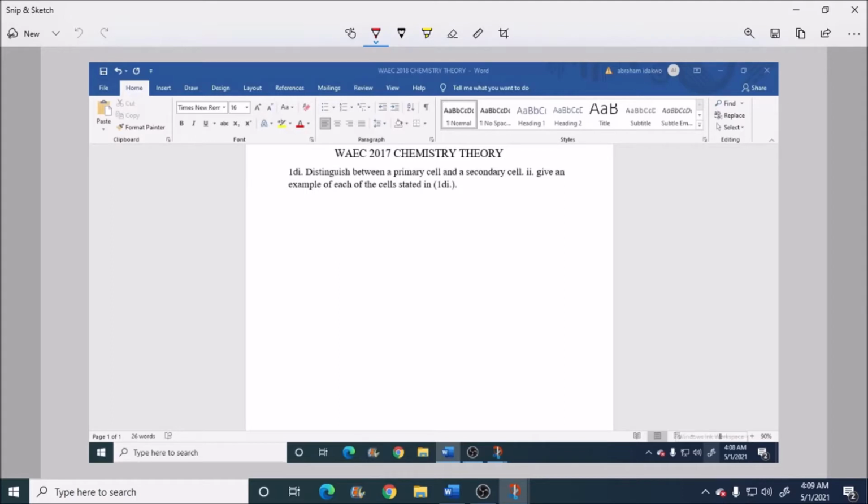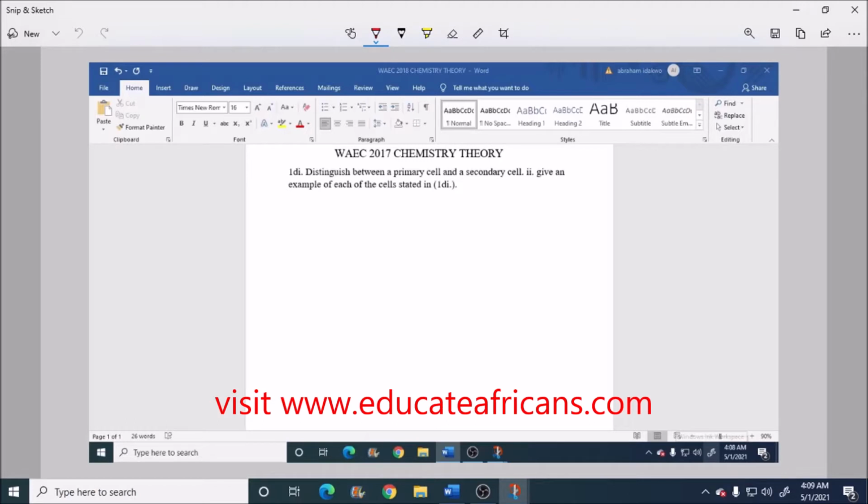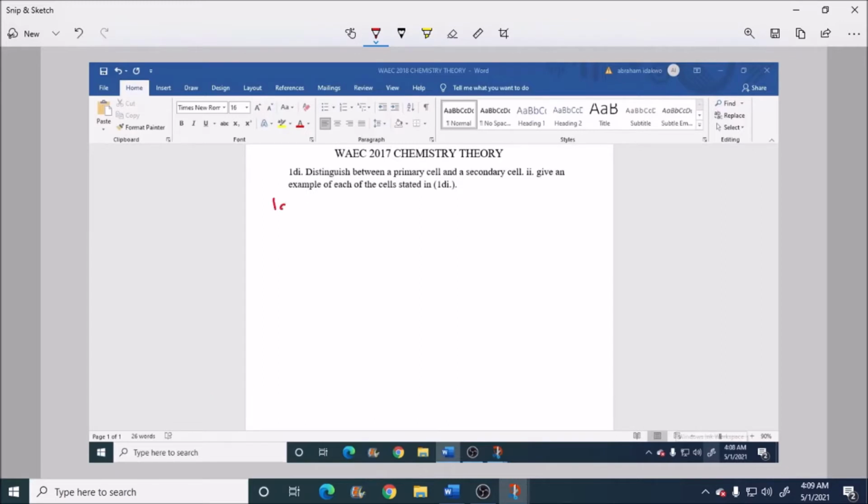So we have to distinguish between primary and secondary cells. Let's use the tabular form to distinguish between the two. For 1D Roman figure 1, we have primary cell, then we have secondary cell.